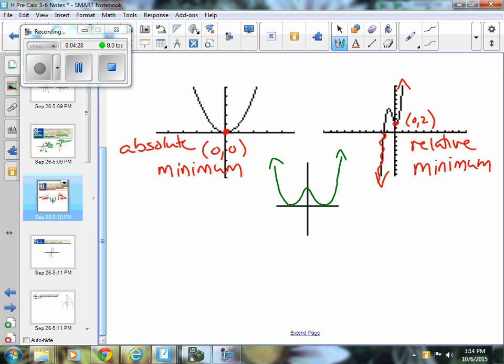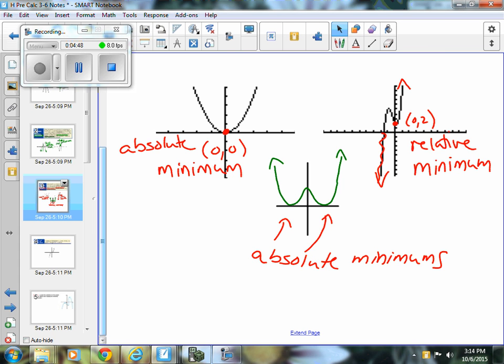When you look at a graph like this, you can have more than one point that is an absolute or relative something. So we can have this symmetry going on in the graph. So this one is a situation where you actually have two locations that would be considered absolute minimum. So you can have multiple places that can take on that absolute, especially when it's a symmetric kind of graph.